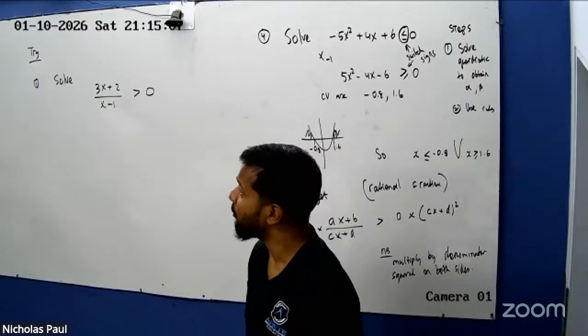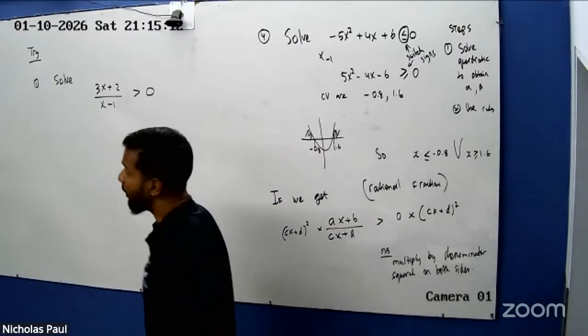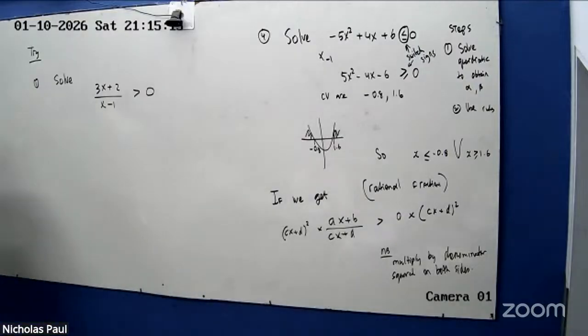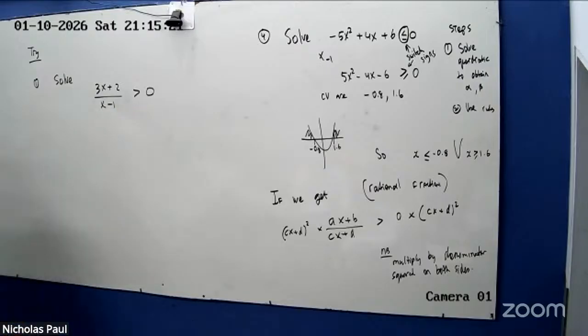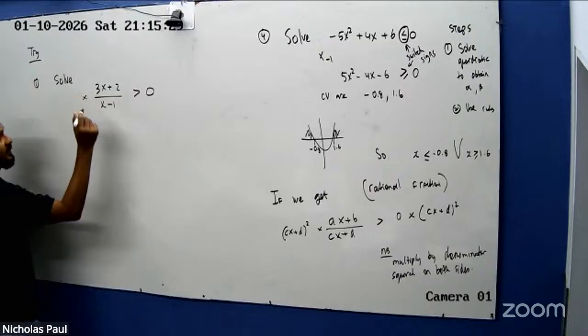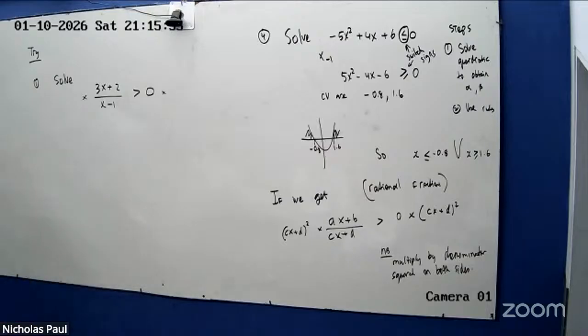Right, I have one more quiz for you after this one. After you do this, do that quiz, please. Here, this one here. Again, it's rational, so you're multiplying both sides by the denominator squared. Quiz after, this one too. Multiplying both sides by the denominator squared.